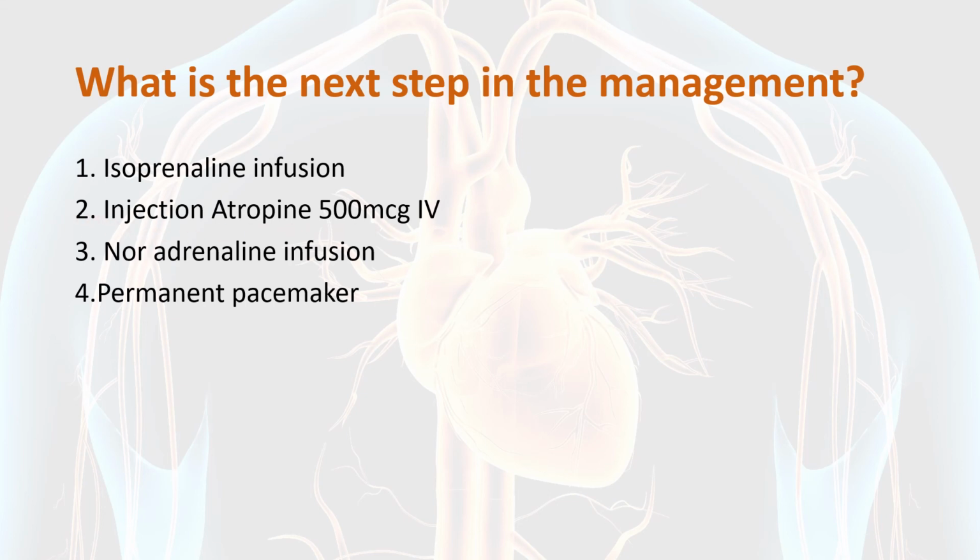Option 1 is to be considered as a next step if there is no satisfactory response to atropine. Injection noradrenaline can be an alternative as a temporizing measure if isoprenaline is not available. Permanent pacemaker is the definitive treatment.